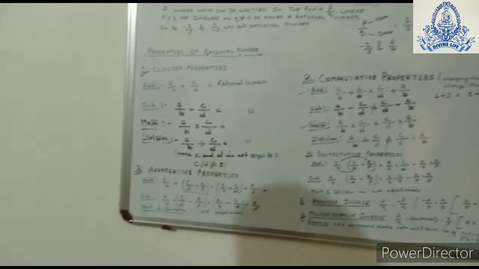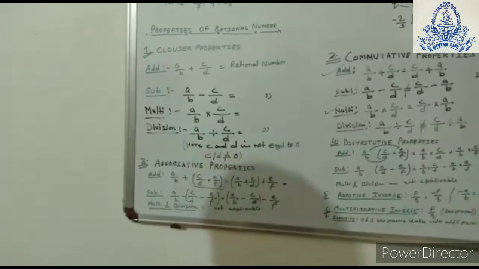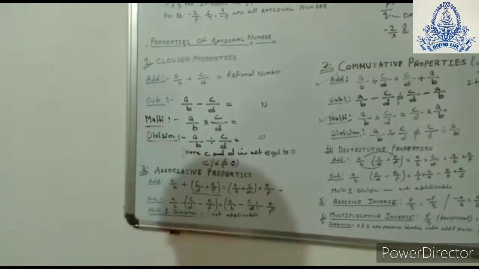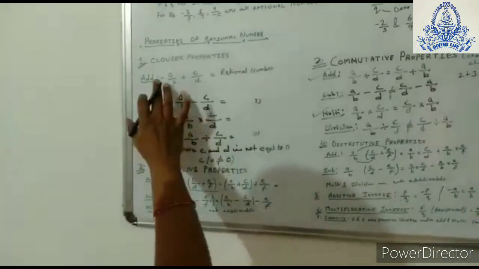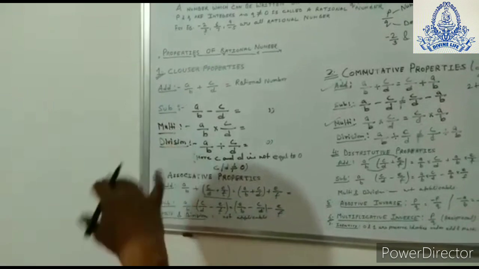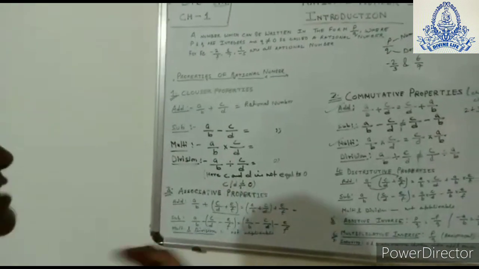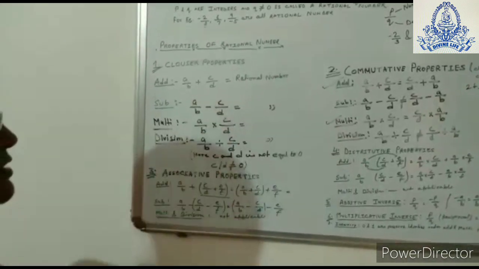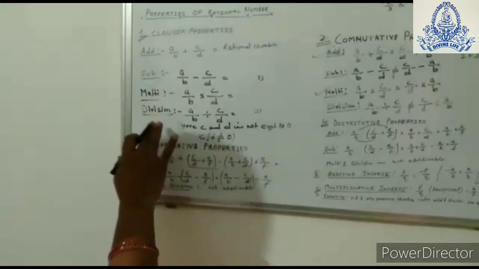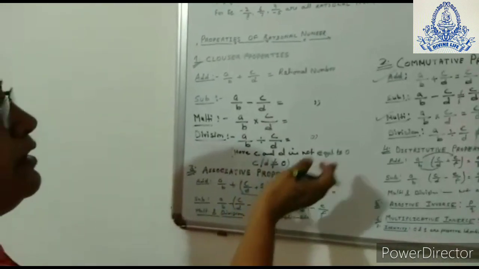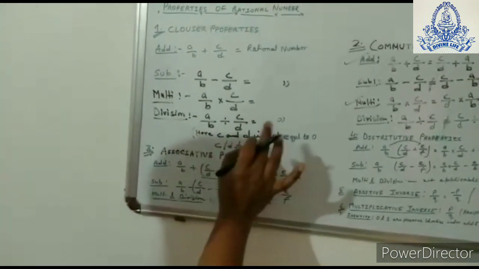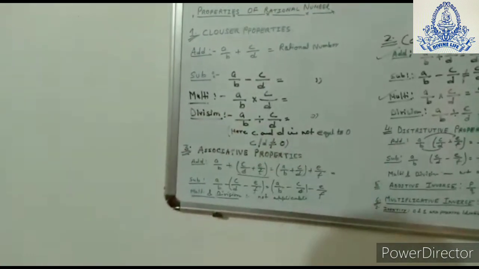The first property of rational numbers is the closure property. Under closure property come addition, subtraction, multiplication and division. In addition, subtraction and multiplication, when we add, multiply or subtract a rational number with another rational number, we get a rational number. The same holds in division. If we divide a rational number by another rational number, we get a rational number, only if C and D are not equal to 0.